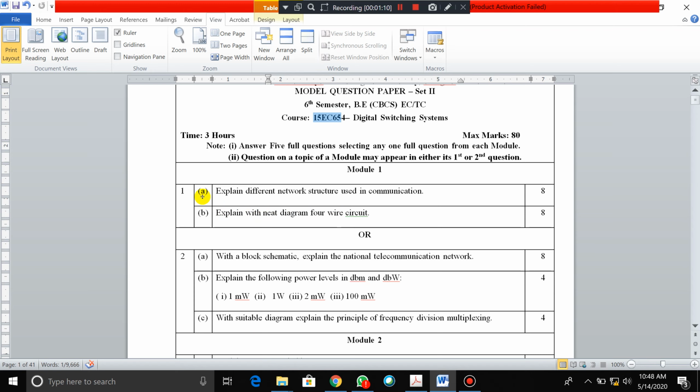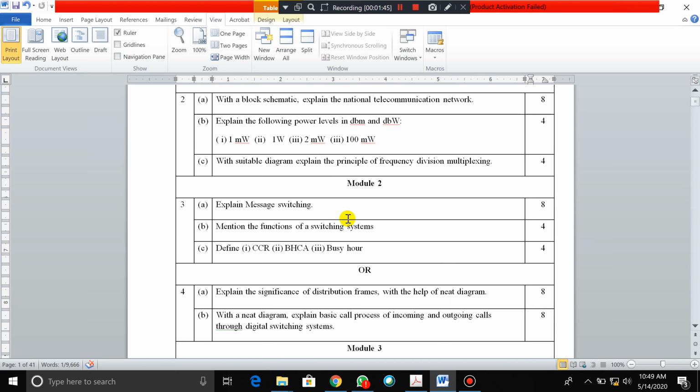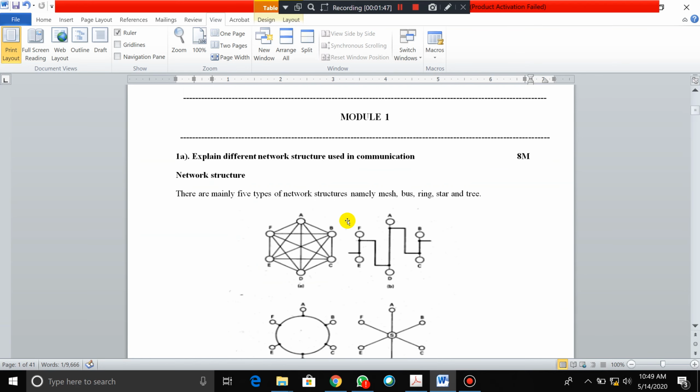In the first one, you can see question number 1A. They are asking to explain the different network structures used in communication. Understand the problem and see the marks first. With respect to the marks, kindly answer. There are 5 different network structures. For each one of them, write the diagram, write the important key terms and key points, highlight those things, and write it properly, right? So, different network structures in communication.